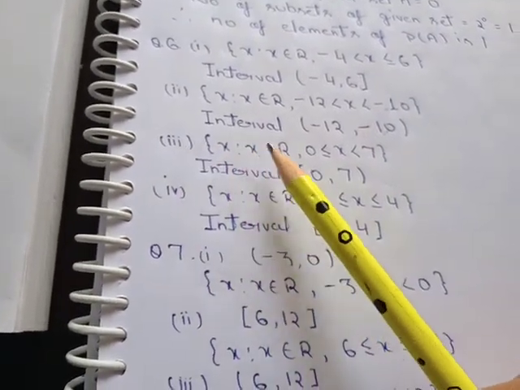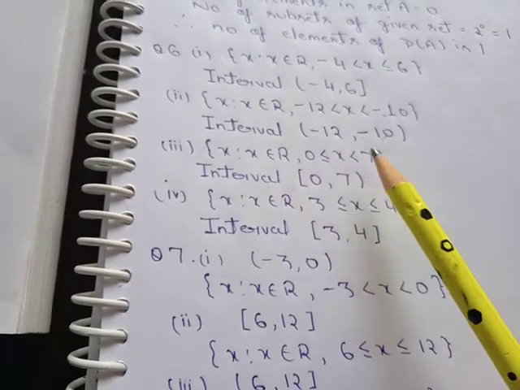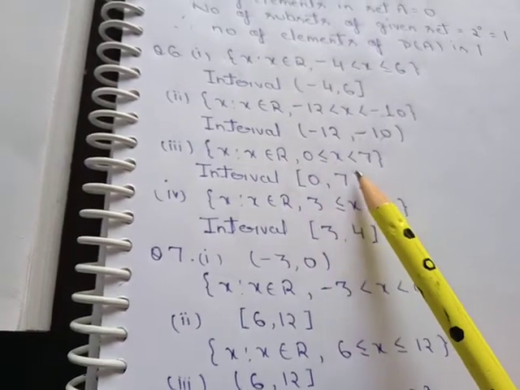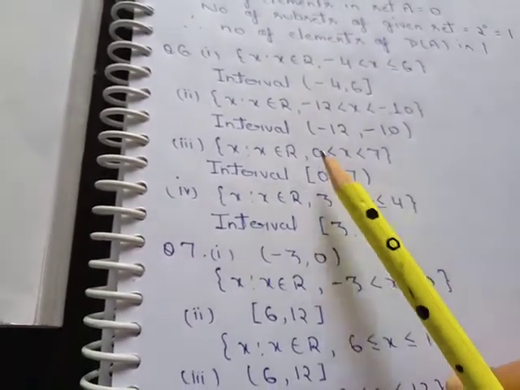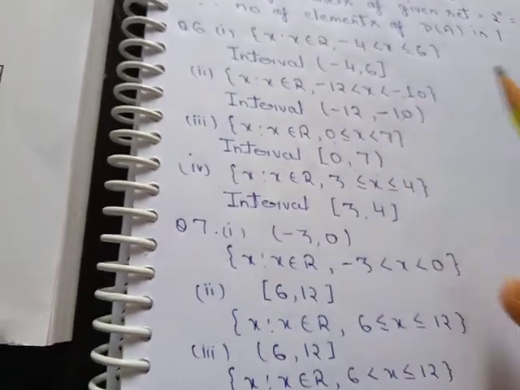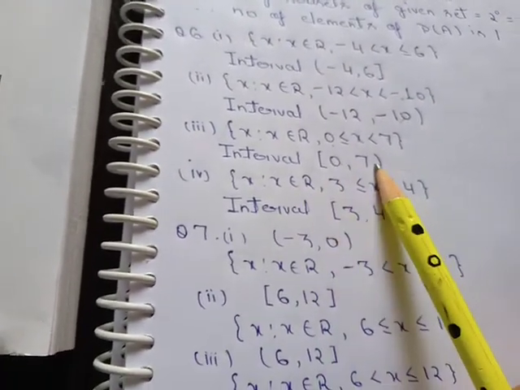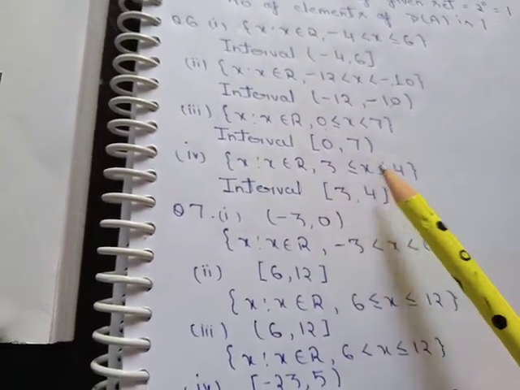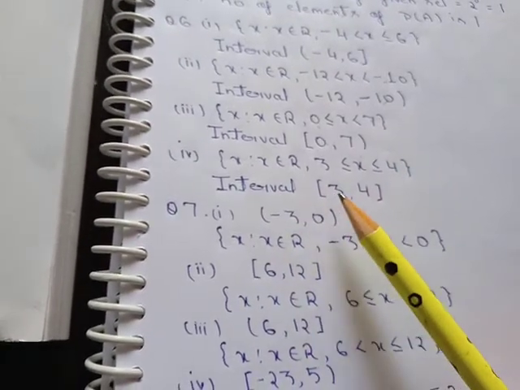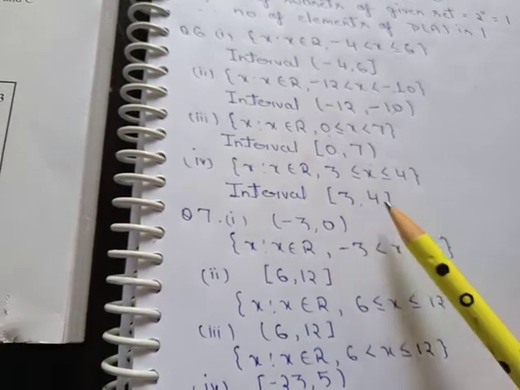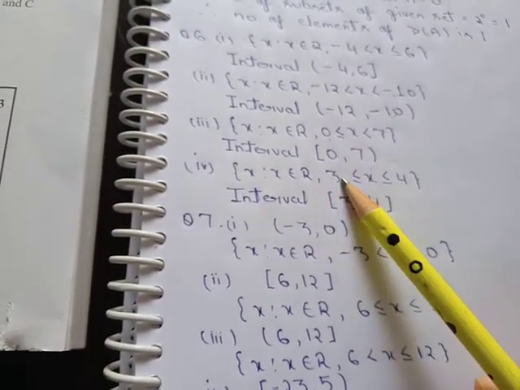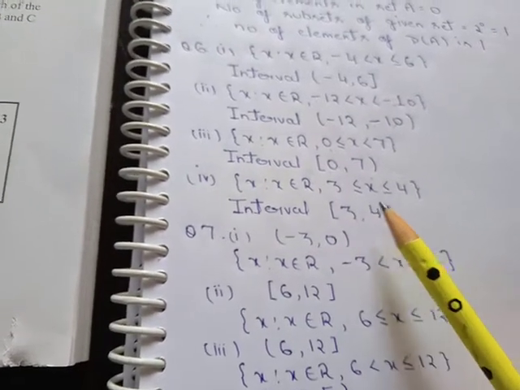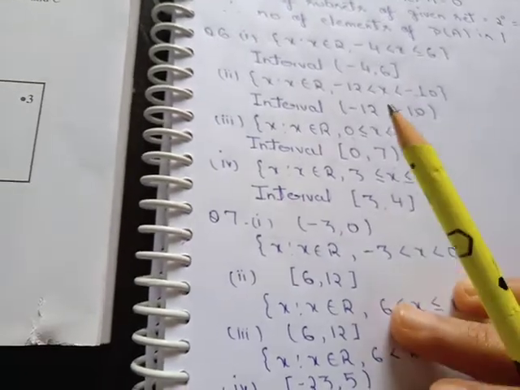Now next, x such that x belongs to set R, 0 less than or equal to x less than 7. So the interval is closed at 0 and open at 7. It means 0 is included in this interval and 7 is excluded, and all the elements between 0 and 7 are included. Next, x such that x belongs to set R, 3 less than or equal to x less than or equal to 4. The interval is [3, 4] with closed brackets. It means 3 is included in this interval and 4 is also included, and all the elements between 3 and 4 are included in the given interval.